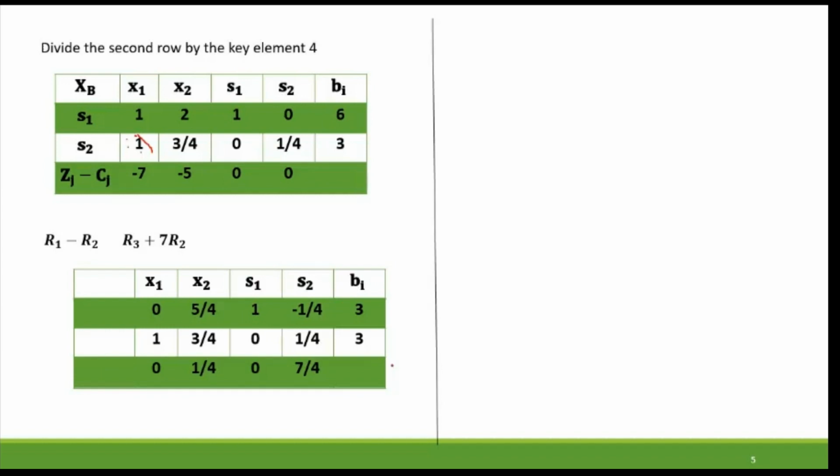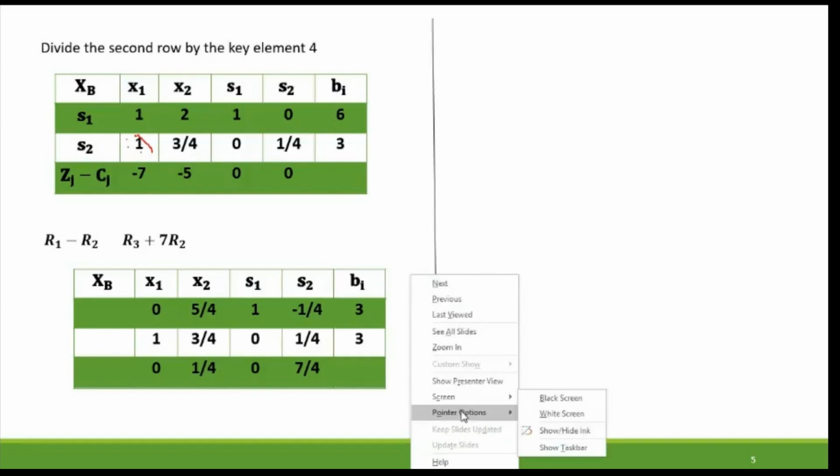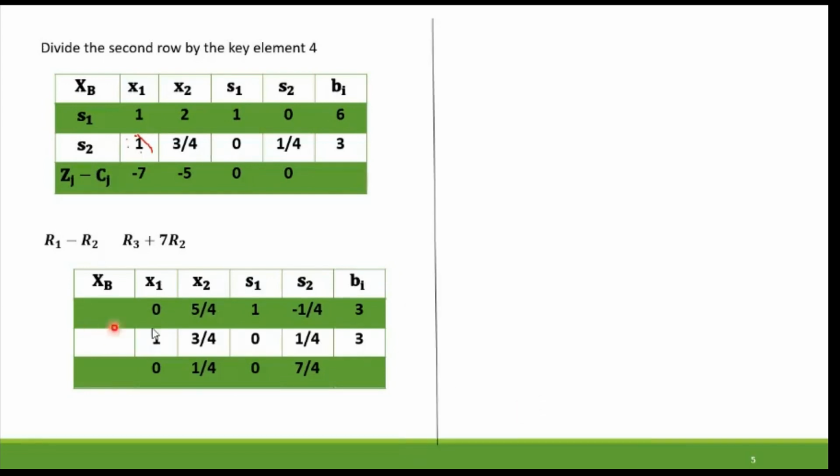ठीक है, एक बार ये पूरा टेबल आ गया. Now we have to write XB. Now tell me which variables will come in XB column. 1 0 corresponds to which variable? फिर से whenever you simplify, you will always have a unit matrix of order 2 at the end of the table. So 1 0 corresponding to which variable? X1 and S1. Yes, 1 0 is corresponding to S1.